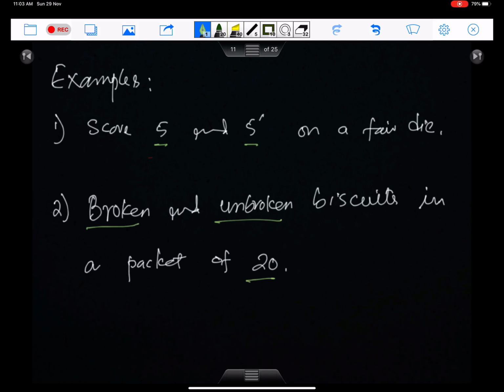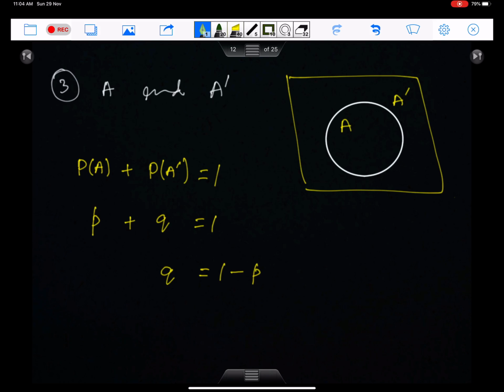So the probability must be fixed, and there are two outcomes. A and A complement is one of the best examples for the binomial distribution. See, A means, let's suppose, success and Q means failure. Therefore, the sum of these two probabilities must be 1. Therefore, Q must be 1 minus P.